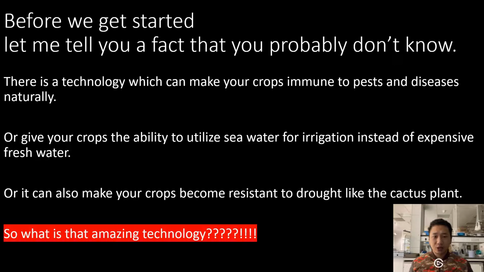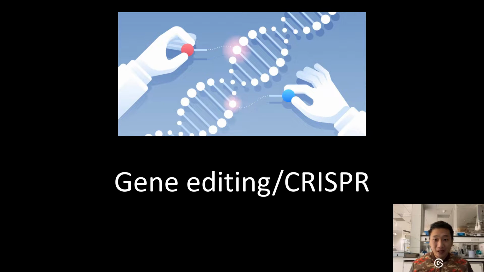Welcome to my presentation. Before we get started, let me tell you a fact that you probably don't know. Nowadays, there has been a technology which can make your crops immune to pests and diseases naturally, or give your crops the ability to utilize seawater for irrigation instead of expensive fresh water, or it can also make your crops become resistant to drought, like the cactus plant, which is amazing. So, what is that amazing technology? Well, that amazing technology is termed gene editing or CRISPR.